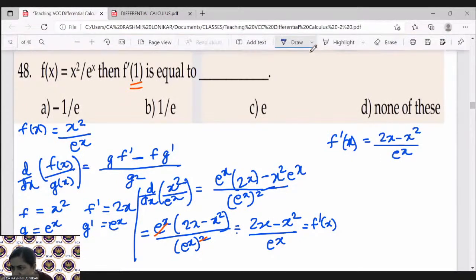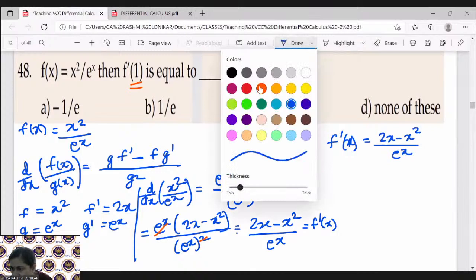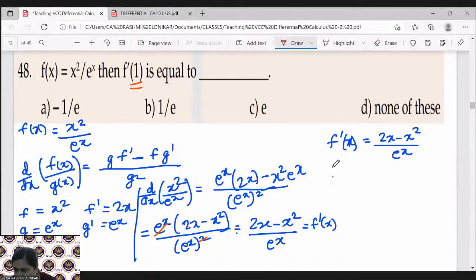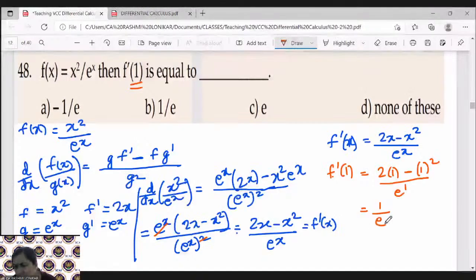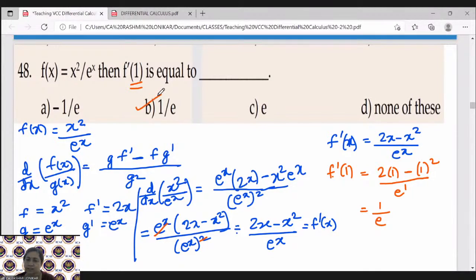Now I must find f dash of 1 to be equal to 2 into 1 minus 1 whole square. Instead of x, I will substitute 1, upon e raised to 1. So 2 into 1 is 2, minus 1 square is 1, 2 minus 1 is 1, 1. E raised to 1 is what? E. So answer is 1 upon e. So B will be the correct answer. Clear? Right?